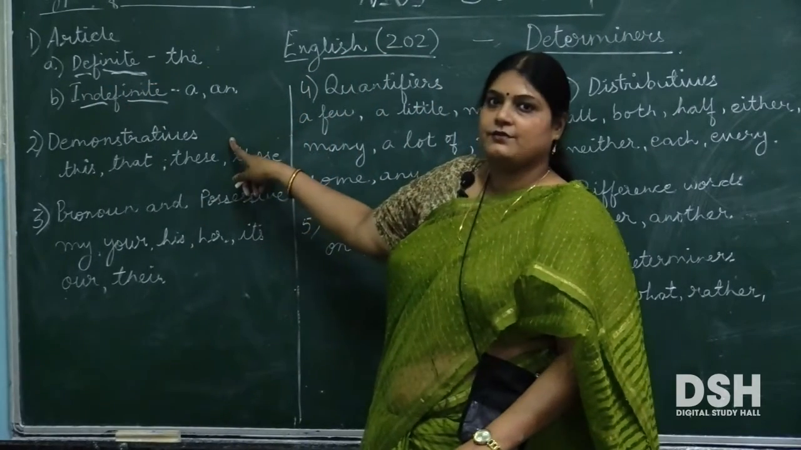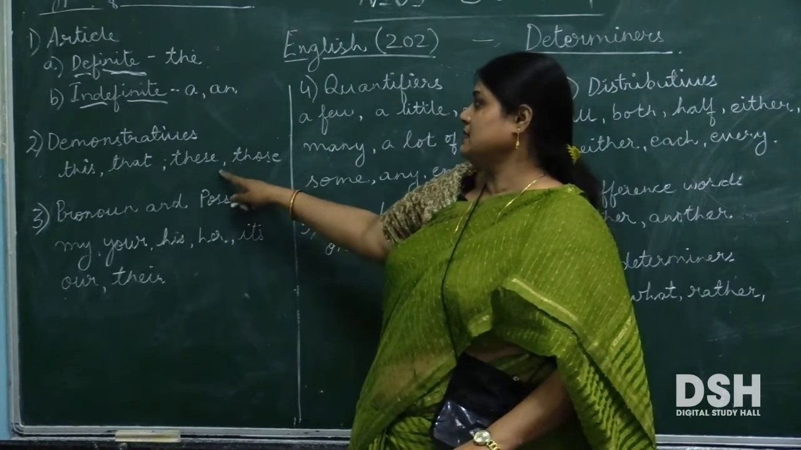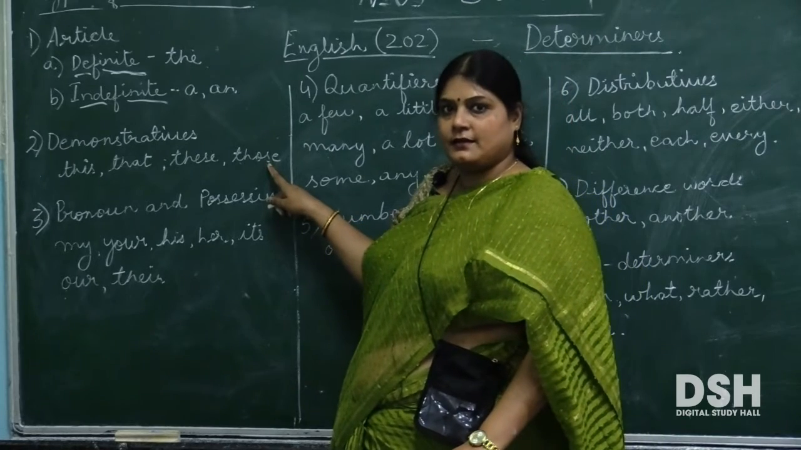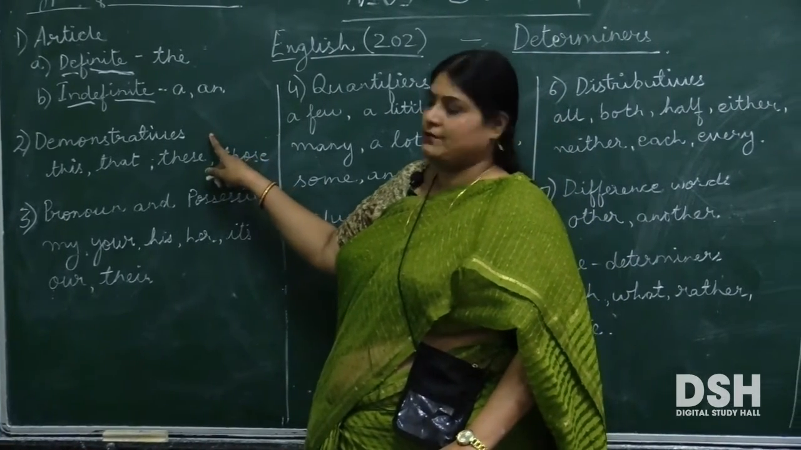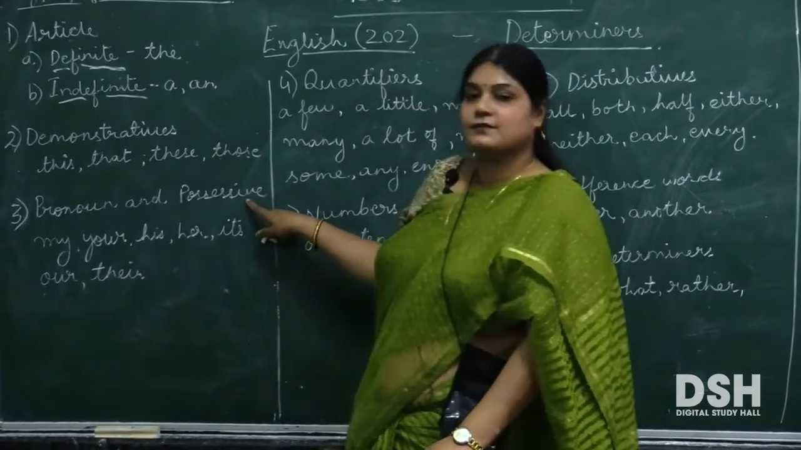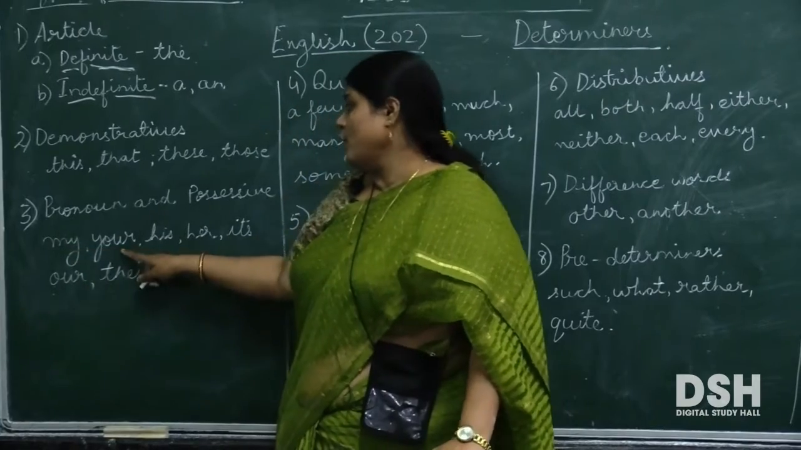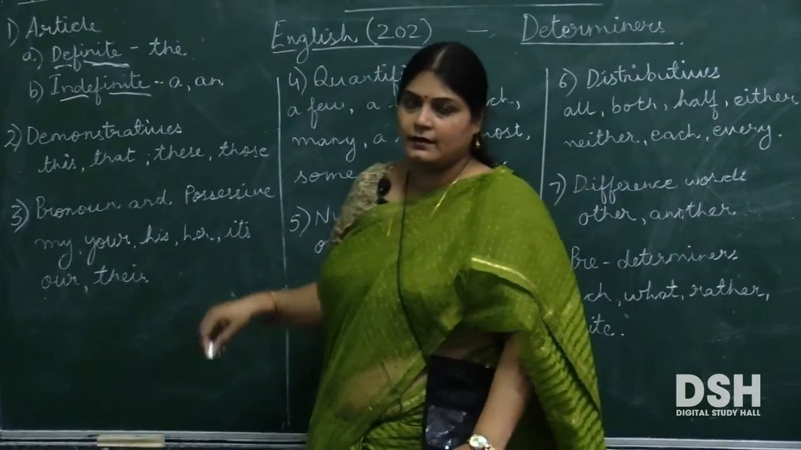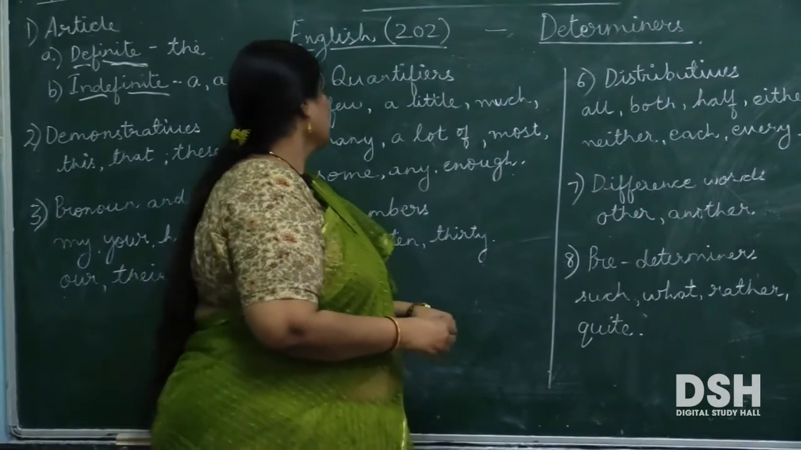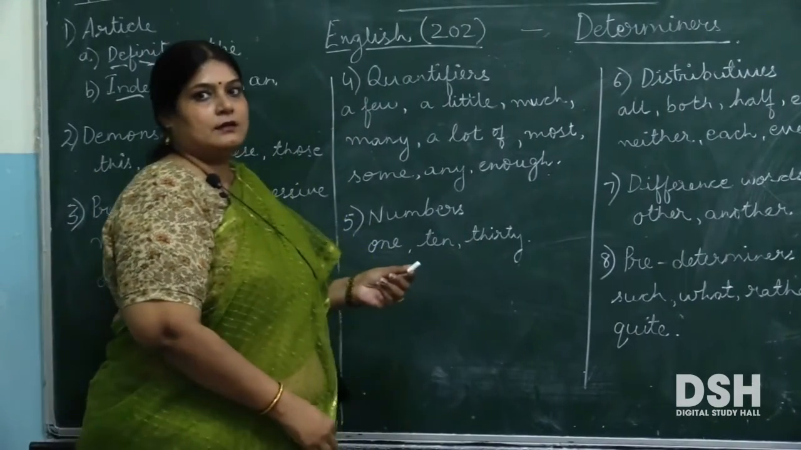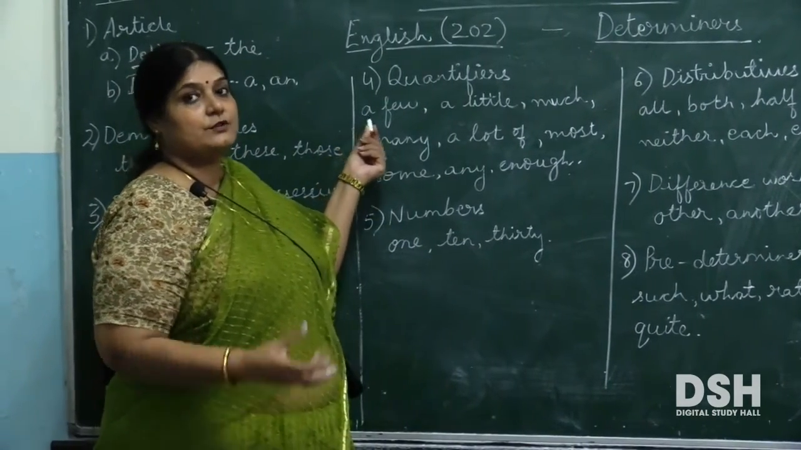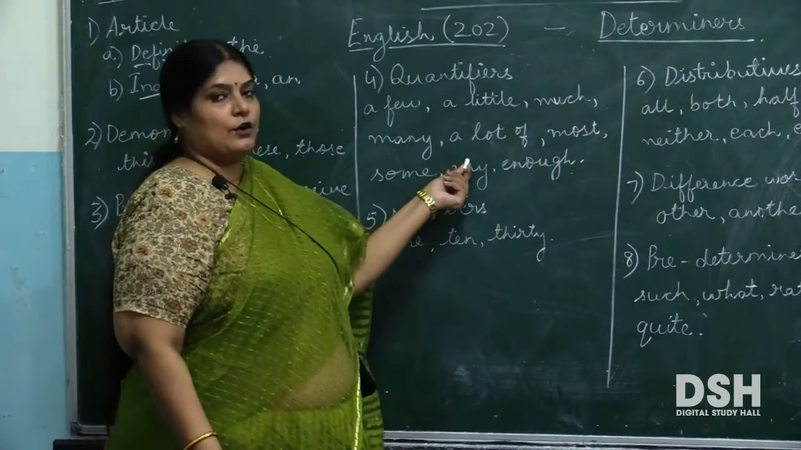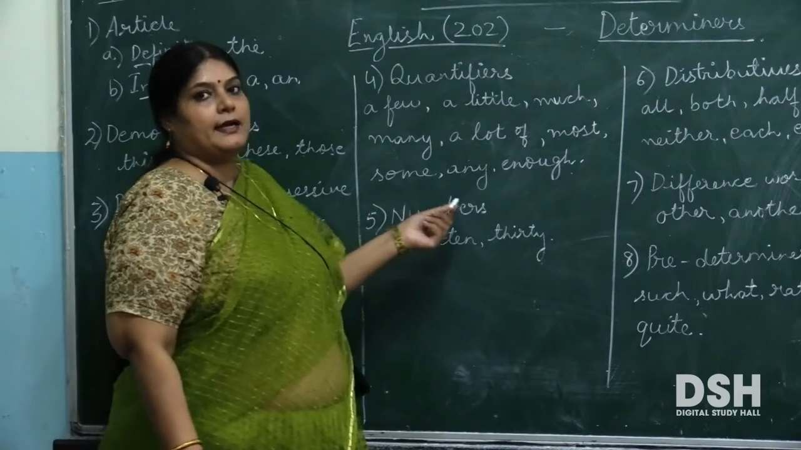For demonstratives, we use these words: this, that, these, those. Then for pronouns and possessives, we use my, your, his, her, its, our, their. Now coming forward, if they are quantifiers, which tell you the quantity, then a few, a little, much, many, a lot of, most, some, any, enough.